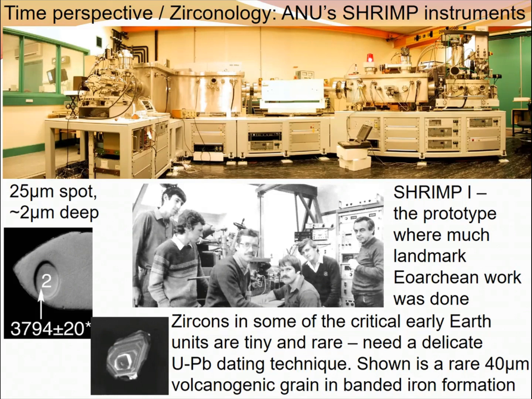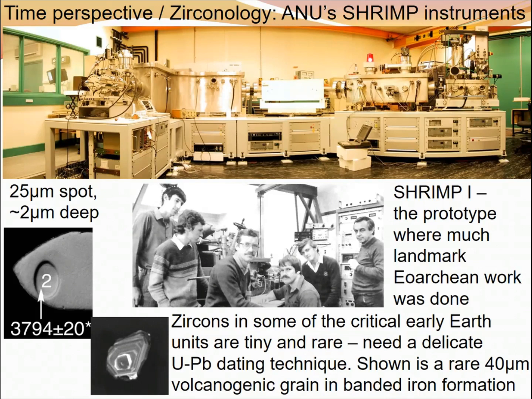So you need this great big tool in order to do very delicate work. And the reason for that is that zircons in some of the critical early Earth units are very tiny and rare. So you need a very delicate technique which doesn't destroy everything. One of the pictures there, the tiny zircon, is only 40 microns across. And this is a volcanogenic grain from a type of rock called banded iron formation. So one is able to use these tiny, tiny grains in order to get dates.